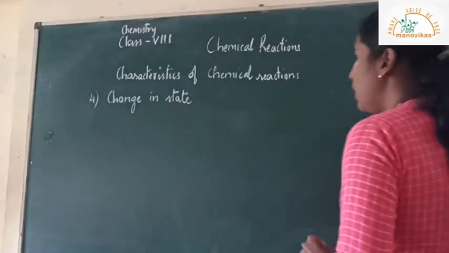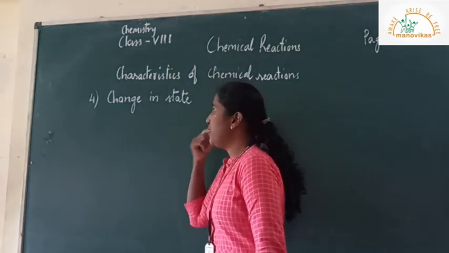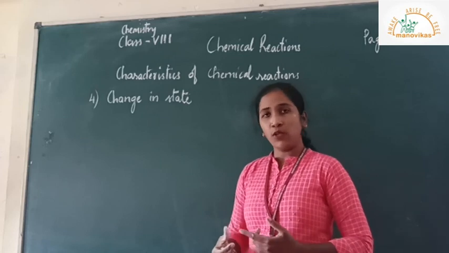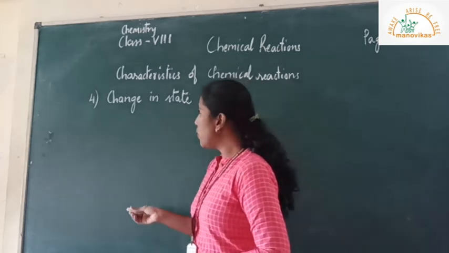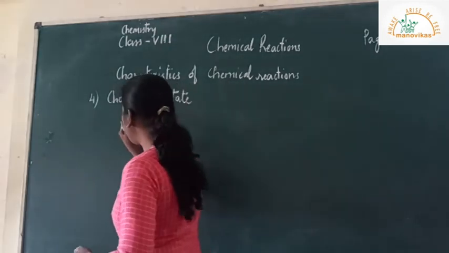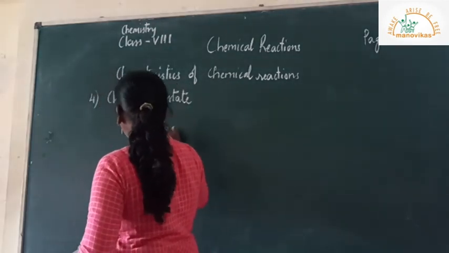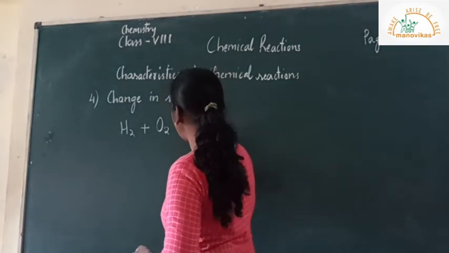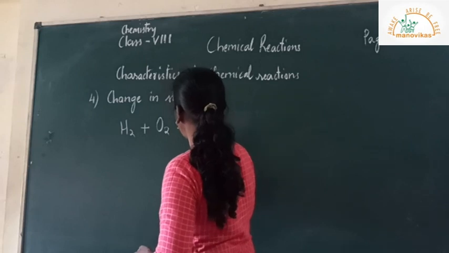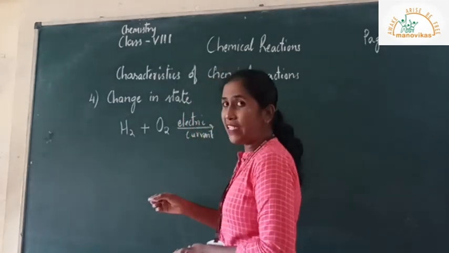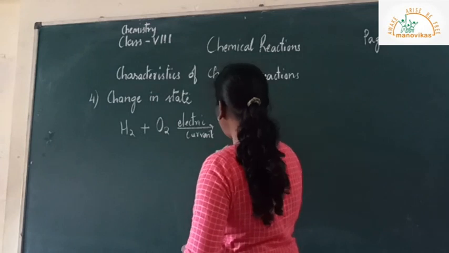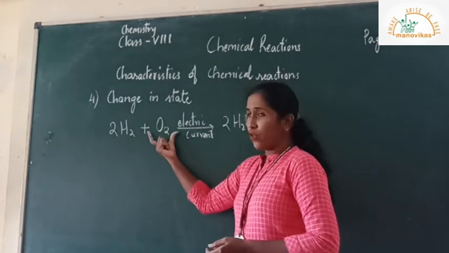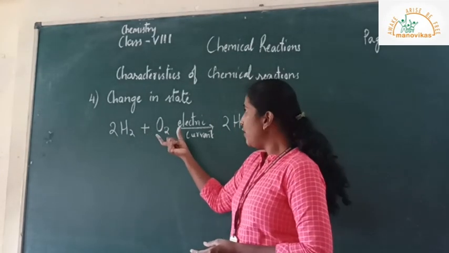Let us study the fourth one, change in state. In certain chemical reactions, the reactants undergo a change in state. Here we can take an example, that is hydrogen gas, which combines with oxygen gas in the presence of electric current. What we will get is water. That's correct.